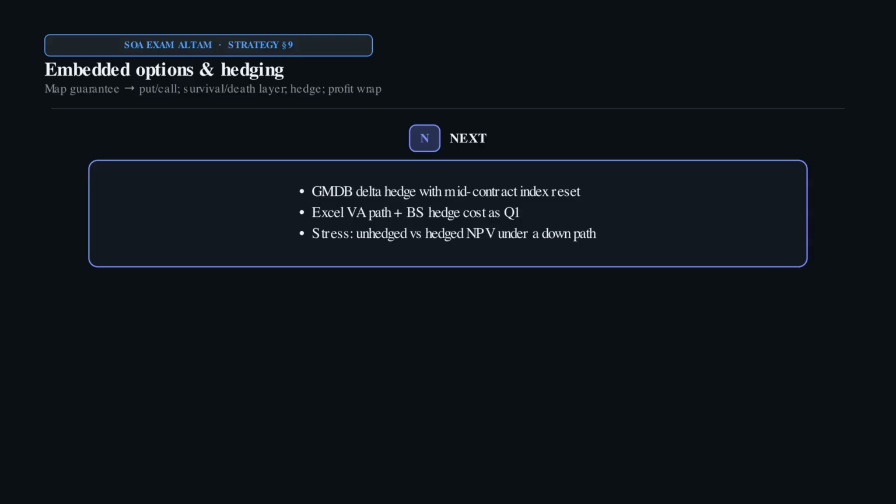Grounded variance. GMDB delta hedge with a mid-contract index reset. Excel variable annuity path plus Black-Scholes hedge cost as question 1, or a stress profit test comparing unhedged and hedged NPV under a down path.